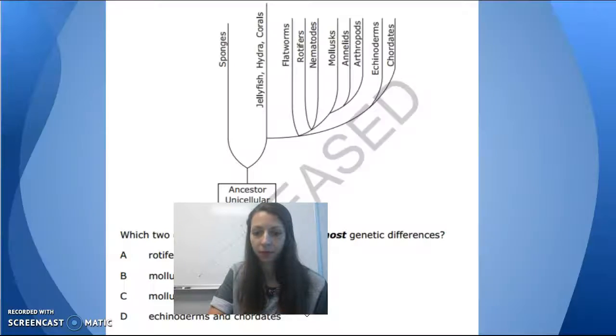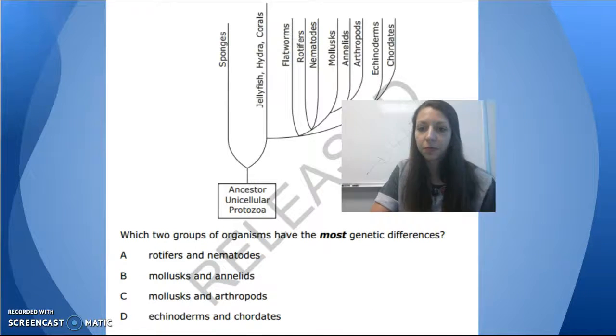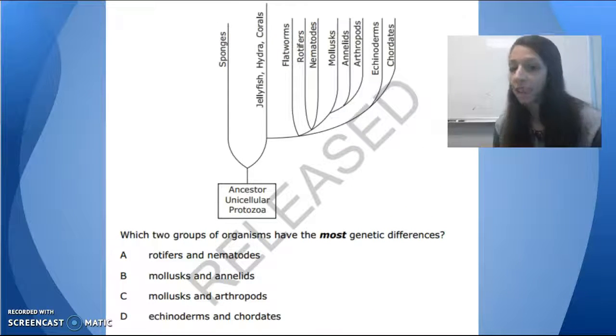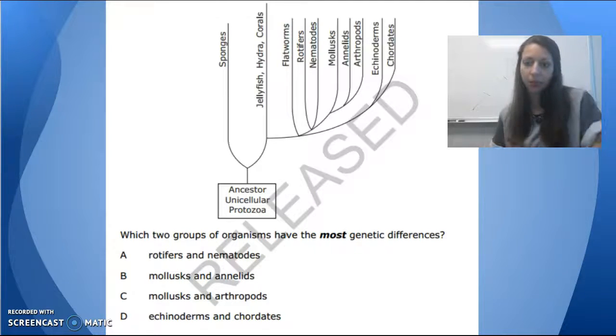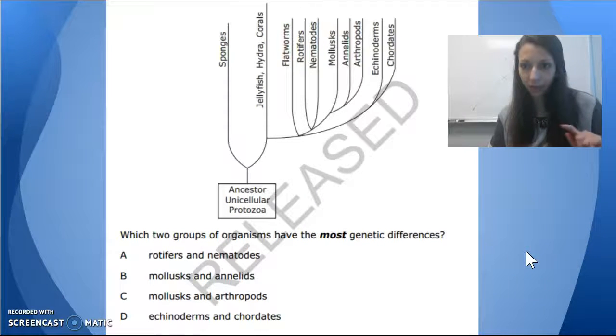Oops. Okay. Here's another one. Which two groups of organisms have the most genetic differences? Okay, pause it, try to figure it out on your own. I'm going to reveal it.